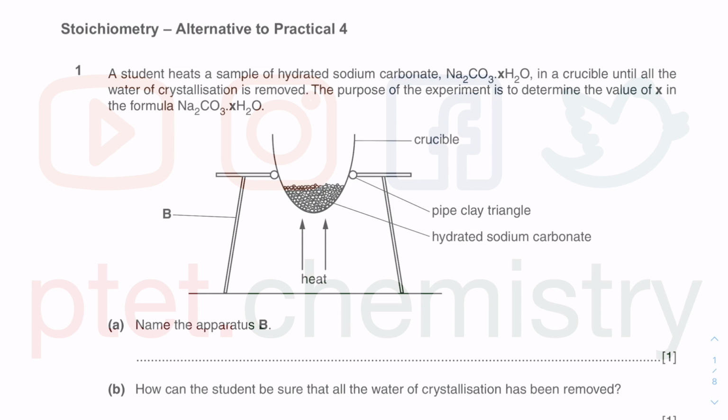Alright, so let's get started. In this first question, we have this hydrated sodium carbonate. You might have seen this across various settings, including even alternative to practical number 1 and number 2, if I'm not mistaken. This is a slightly different method in order to work out the water of crystallization here, the value of X. And this is using gravimetric analysis. Gravimetric analysis basically means it has to do with masses.